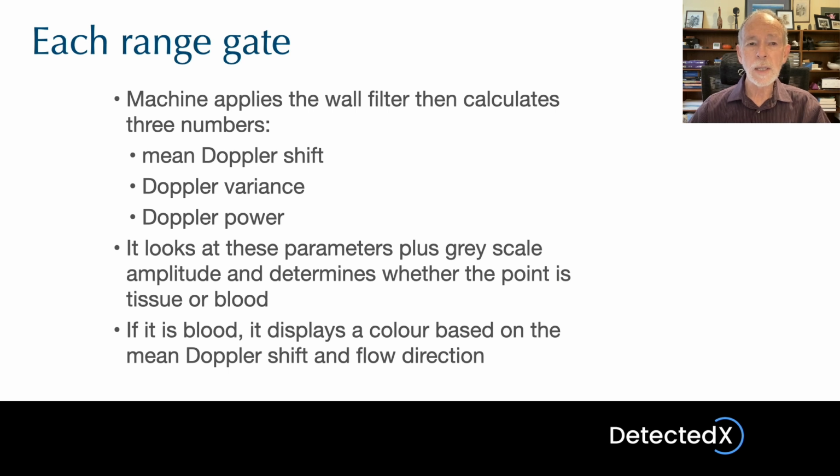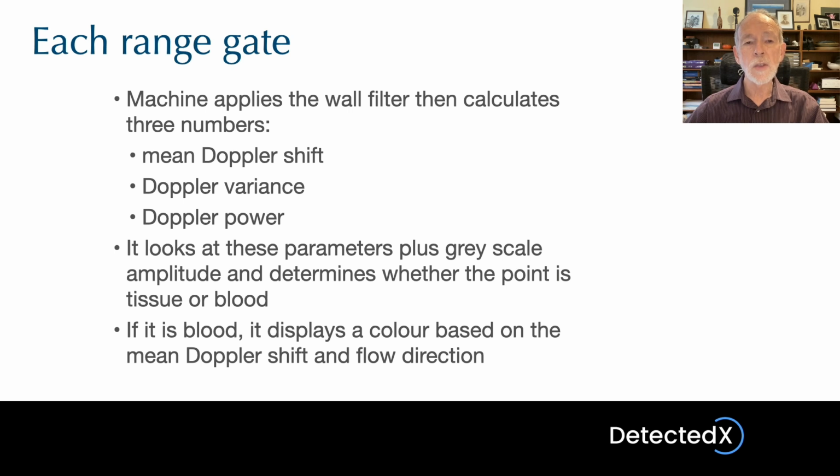So let's look at how the machine processes that small amount of information that it has for each individual range gate. The information is first wall filtered, and then the machine calculates 3 numbers to represent the Doppler information for that particular sample volume. And these 3 numbers are listed here. The mean Doppler shift, so that's just the average Doppler shift for the blood flow within that sample volume.